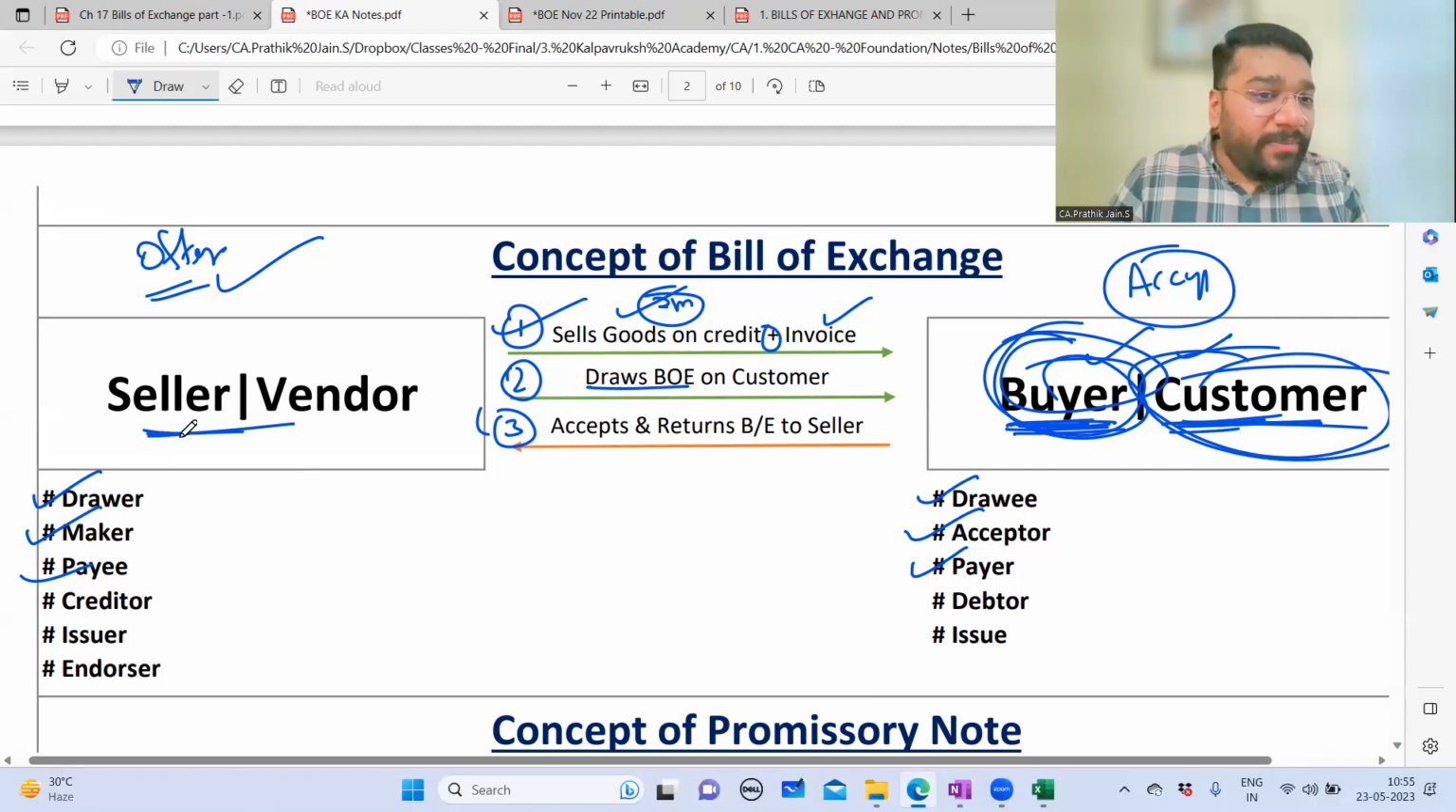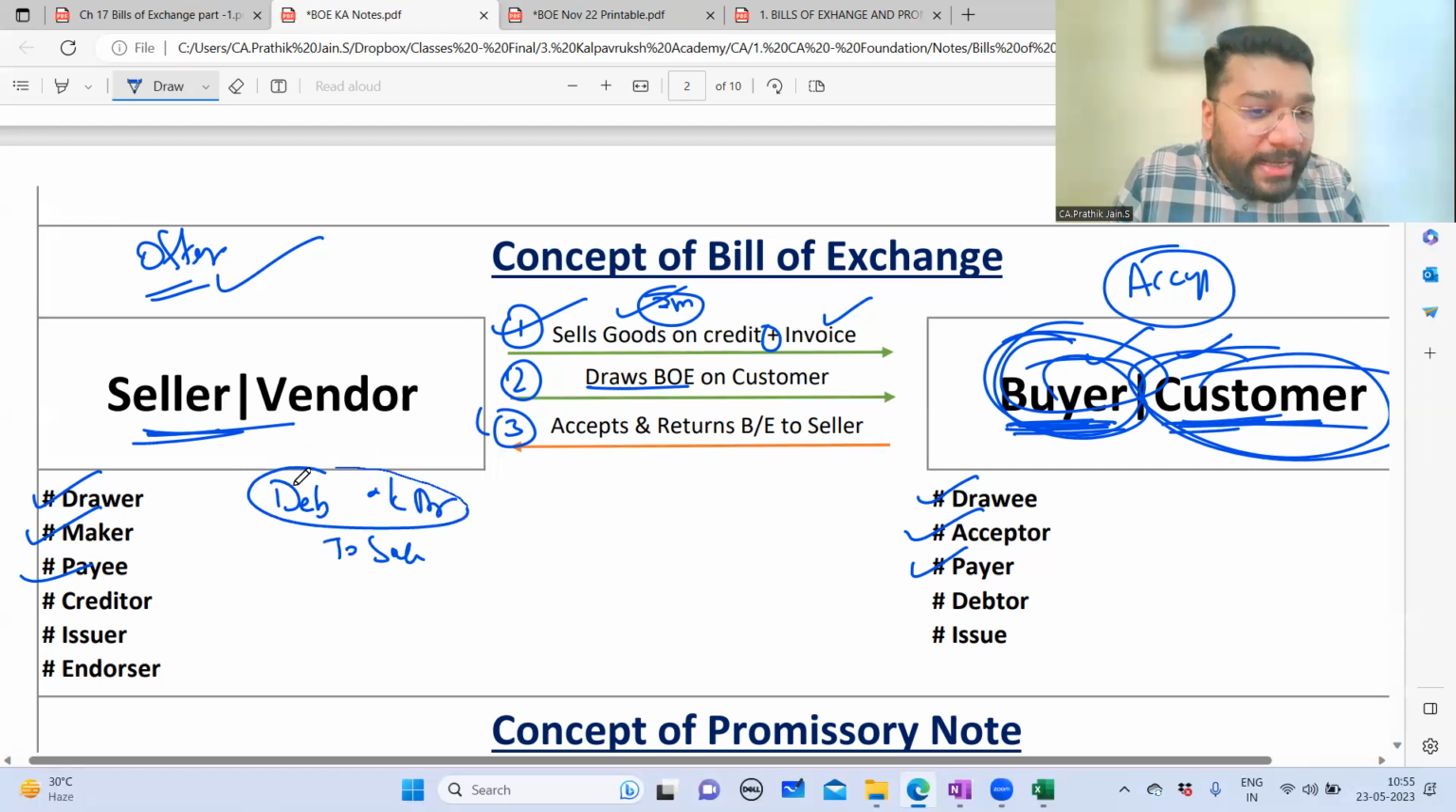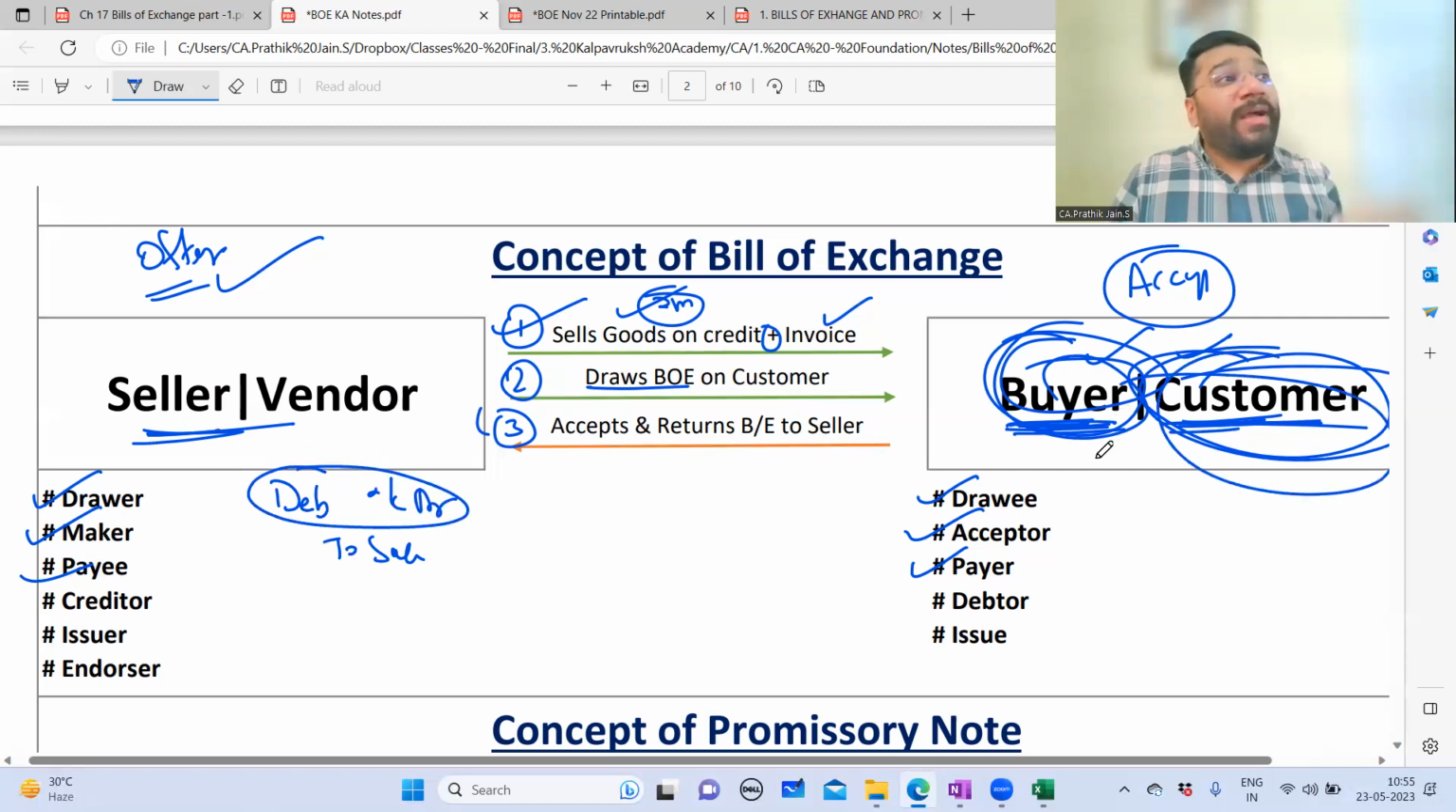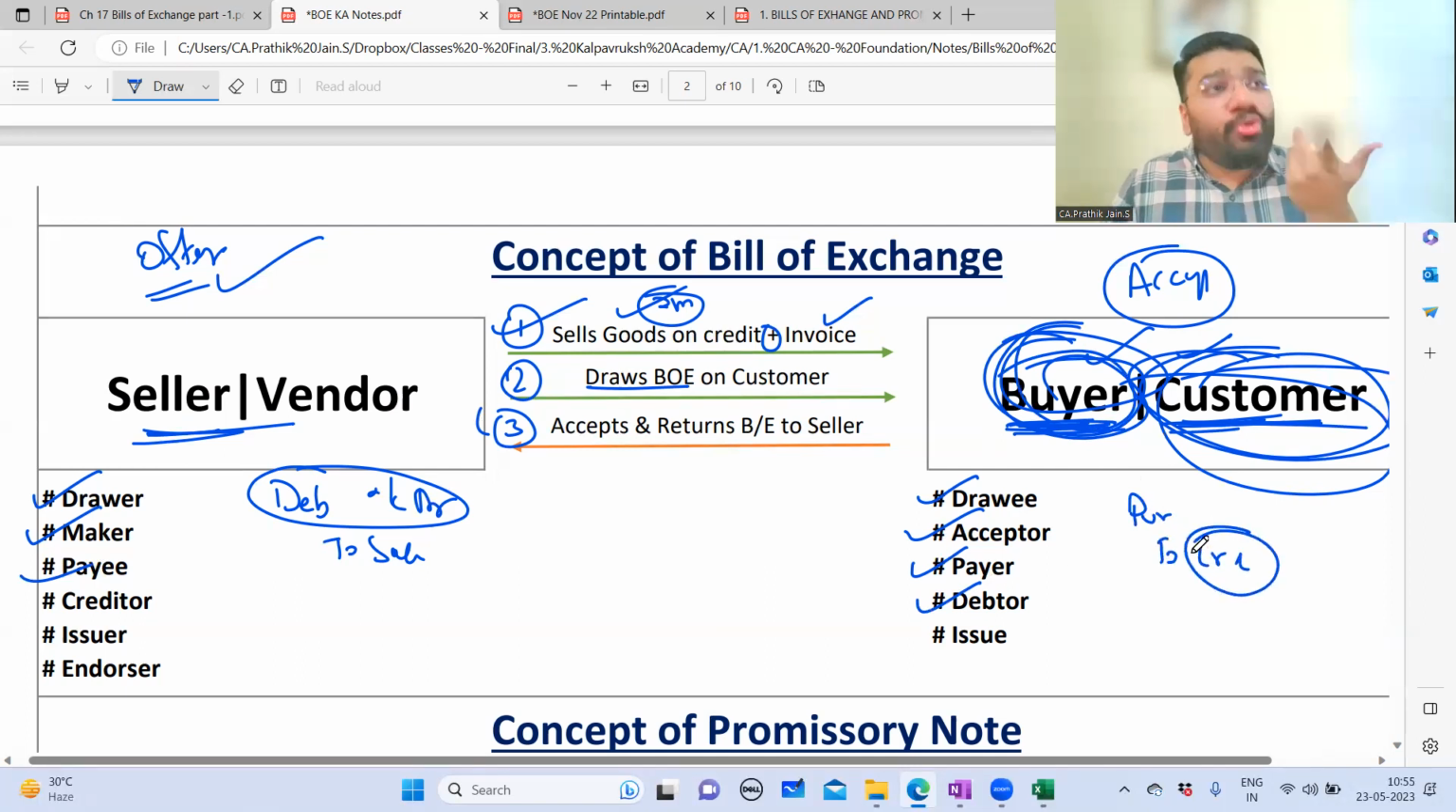Now, guys, from the seller's point of view, this buyer is technically called a debtor. Debtor account debit to sale, you recorded, no? So here debtor means who? The customer. So he is a debtor to us. Correct? Now, when this buyer is recording the entry, what entry will he record? Purchase to creditor. So here, whom is he referring to as creditor? The seller, the vendor. So from the buyer's point of view, this guy is called a creditor.